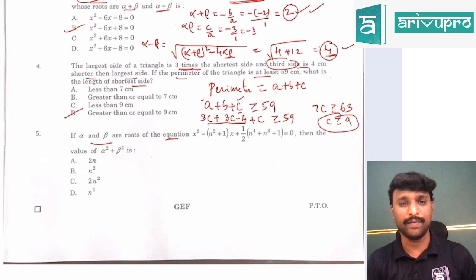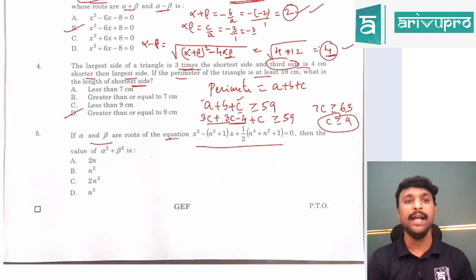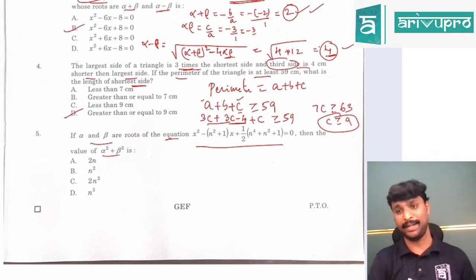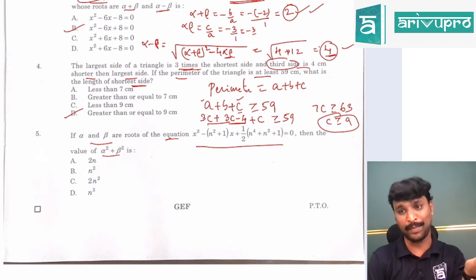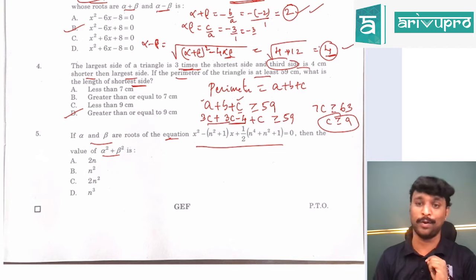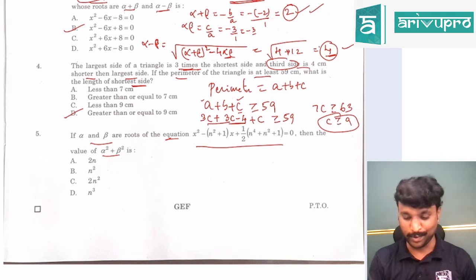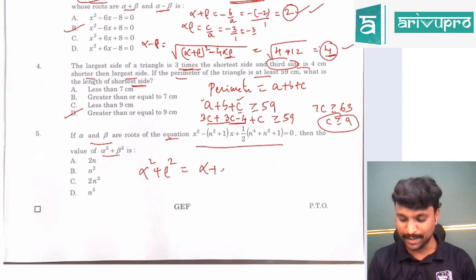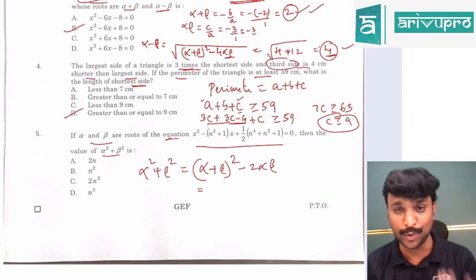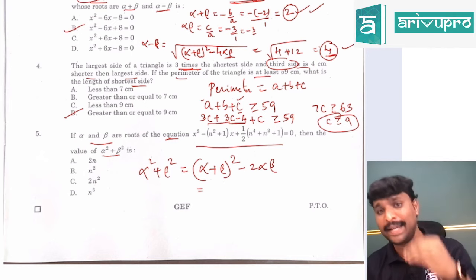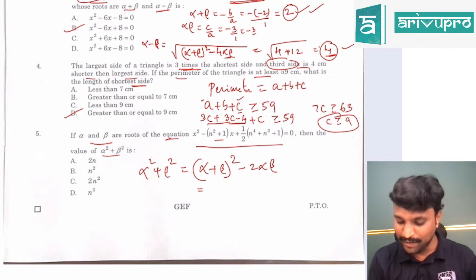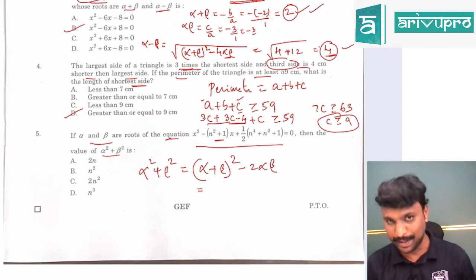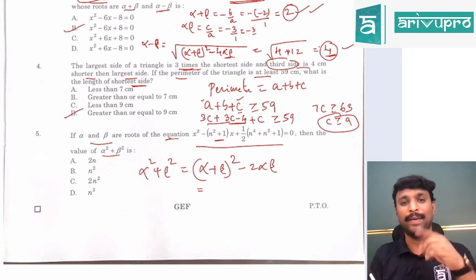Alpha and beta are the roots of the equation. This is the equation given. Then the value of alpha square plus beta square. Guys, I have given the formula for alpha square plus beta square and alpha cube plus beta cube also, right? So you can watch the marathon videos. So alpha square plus beta square is nothing but what? Alpha plus beta the whole square minus 2 alpha beta. Now guys, what is alpha plus beta? The sum of the roots. So how do you find the sum of the roots? Minus b by a. Guys, the b value is negative of n square plus 1. If you take minus b, it will become what? Positive.